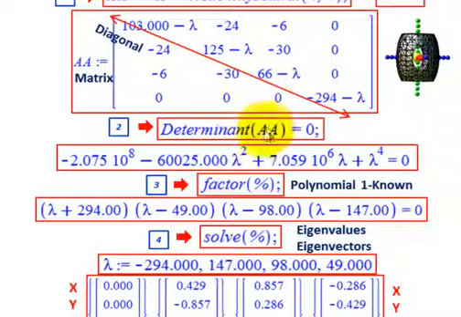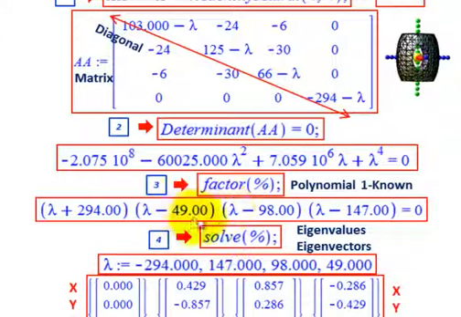Okay. And then in this case for MapleSoft software, you take the determinant of this particular matrix and set it equal to 0. Then you're going to get a polynomial here with one unknown. The solution of that determinant would be some factored amount here, 10 to the 8th, and then some coefficient times lambda squared plus another coefficient times lambda plus lambda to the 4th, all equal to 0. So you just factor that out and you come up with your eigenvalues here: lambda plus 294, lambda minus 49, lambda minus 98, lambda minus 147, all equal to 0.